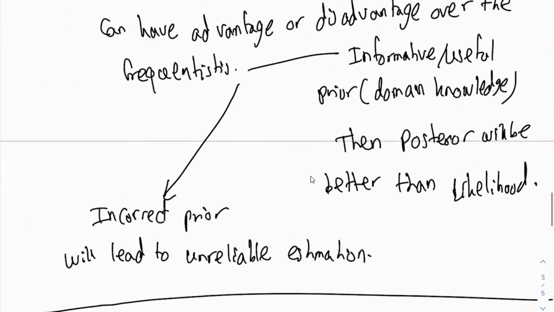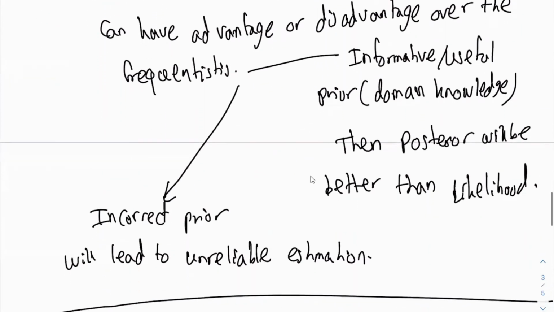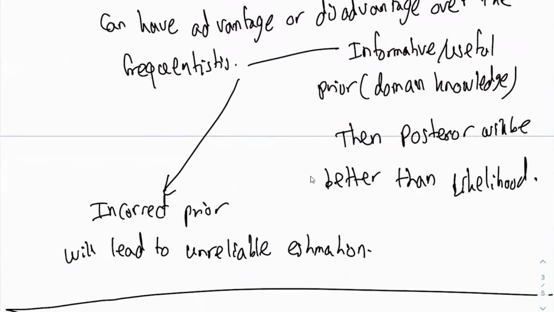So I wrote it down here that depending on how you choose a probability of the parameter, the prior belief, the Bayesian can have an advantage or disadvantage over the frequentist. If we have some sort of informative or useful prior, then the posterior will be a better representation than the likelihood, because you incorporate more useful information into your problem. But if you have an incorrect prior, a wrong prior, then the posterior will not be as good as the likelihood. Then the frequentist is better than the Bayesian.